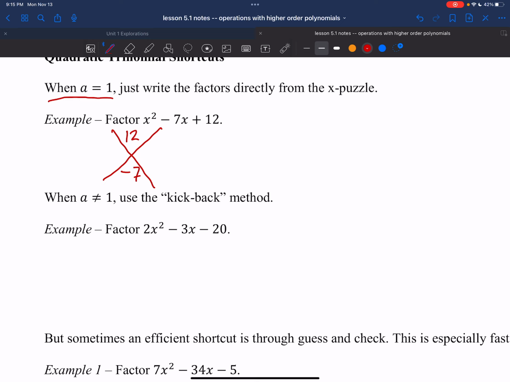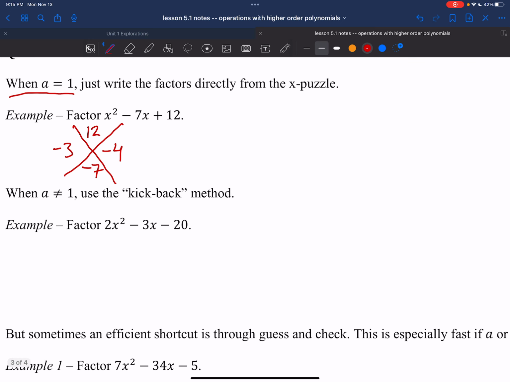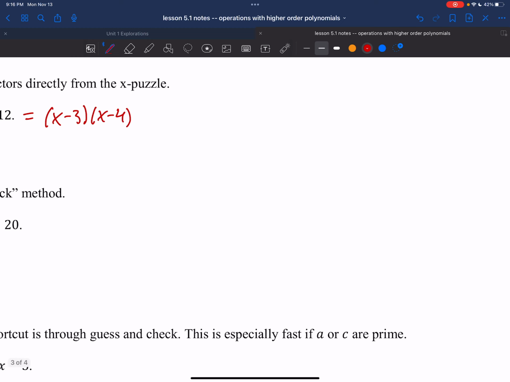But if you just look at 12 and negative 7, you say, okay, what two numbers multiply to get 12 and add to get negative 7? Negative 3 and negative 4, right? Those are your factors. This factors to x minus 3, x minus 4, and you're done. You don't have to do that whole grouping thing.